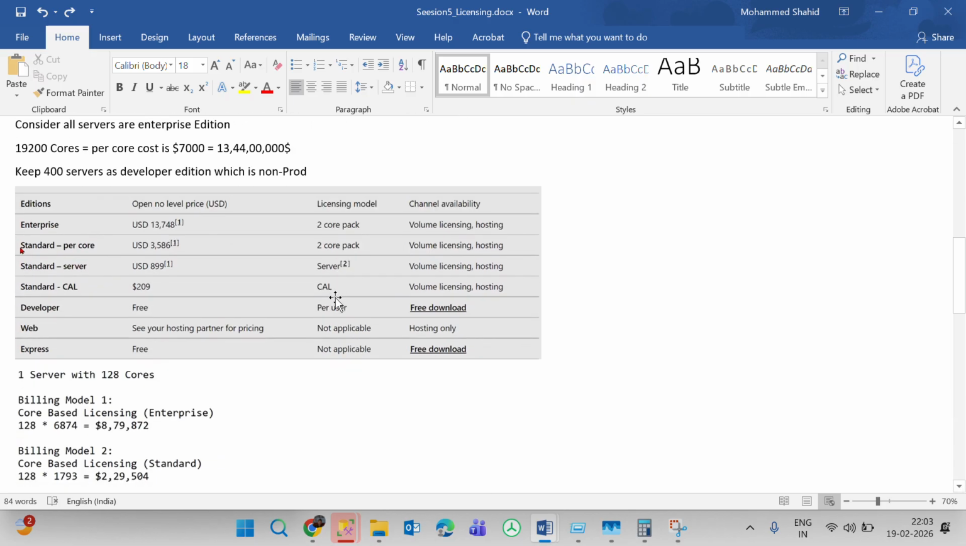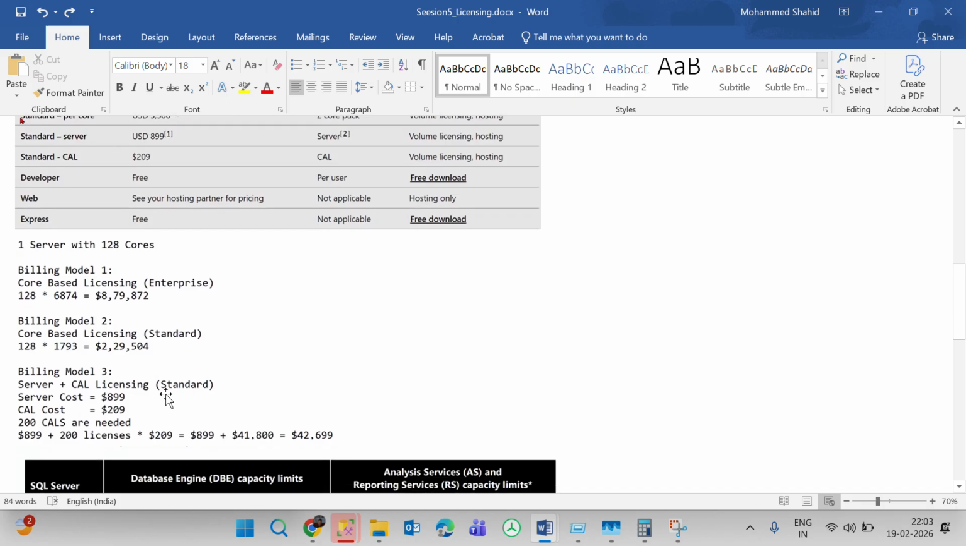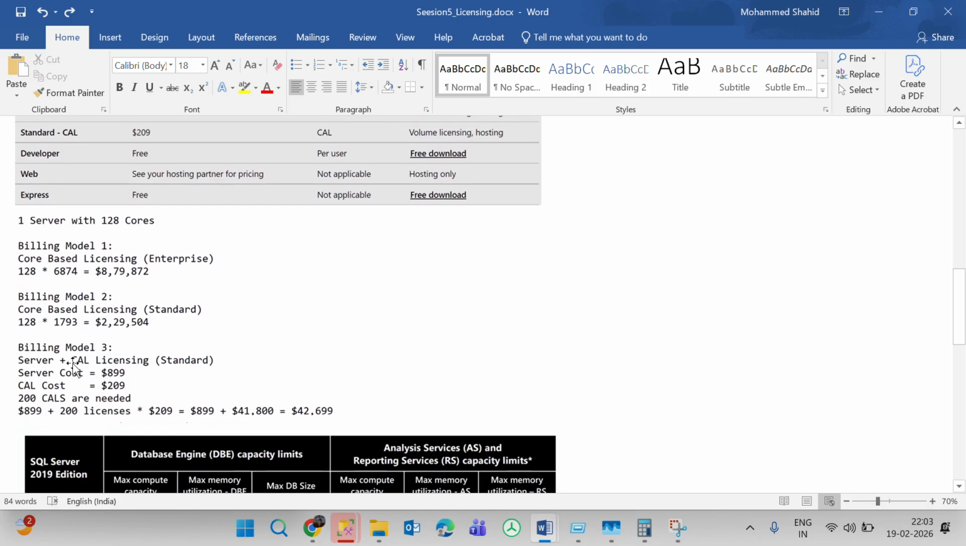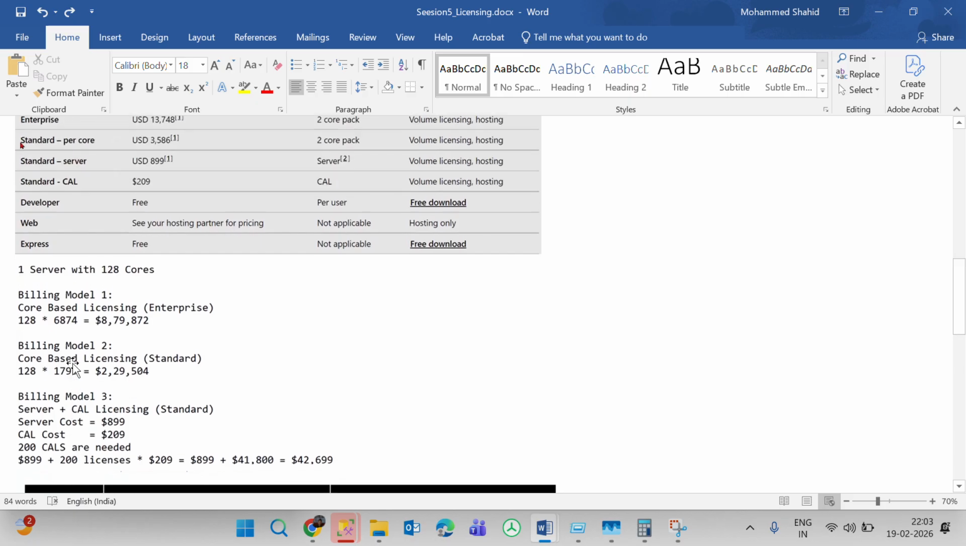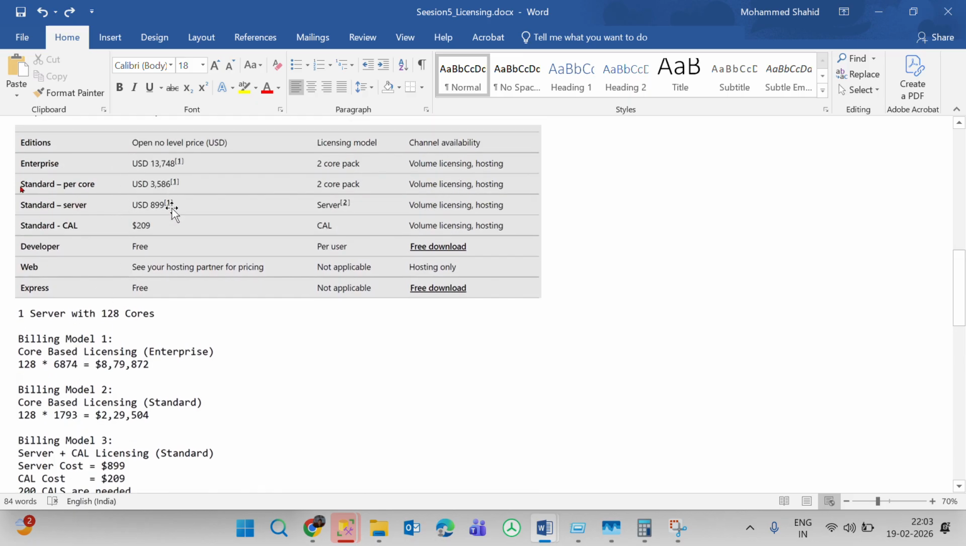Next we'll go to this CAL based licensing. This CAL based licensing is only available in the standard edition, and for one server, for example, we'll purchase it for $899. It will be present in our office.